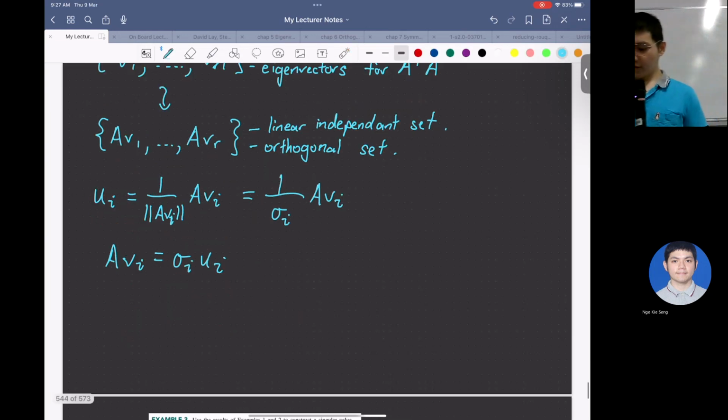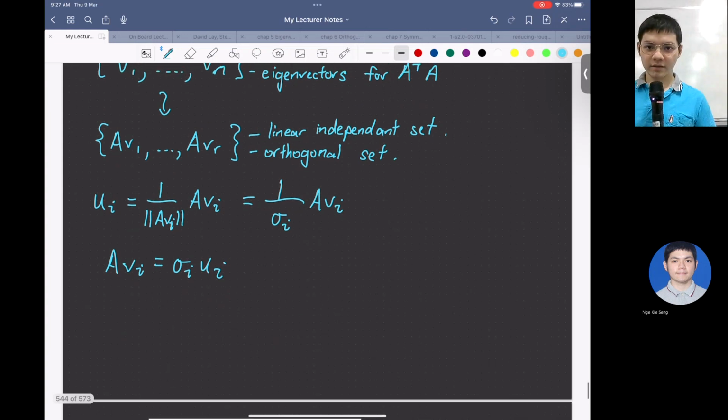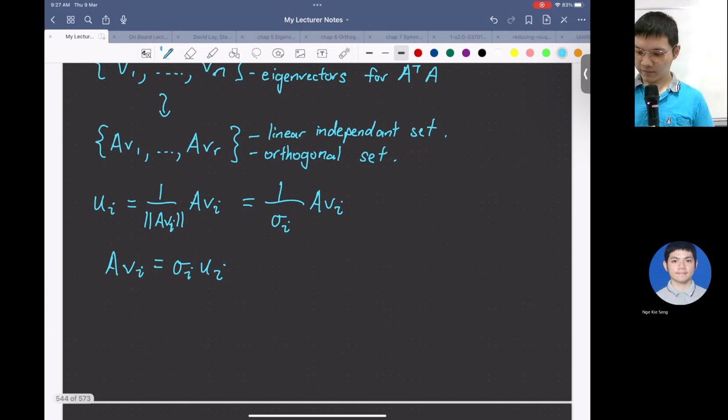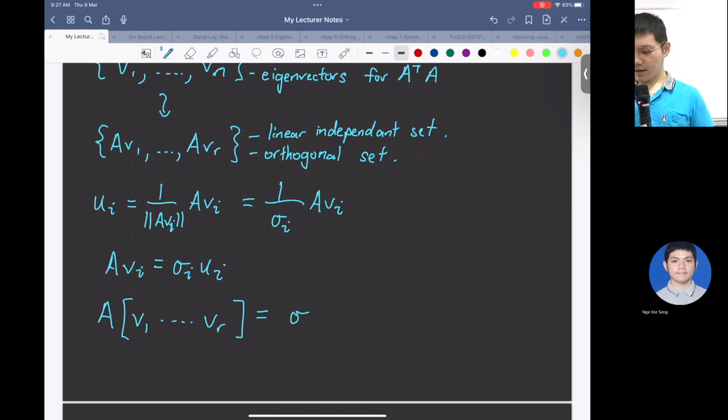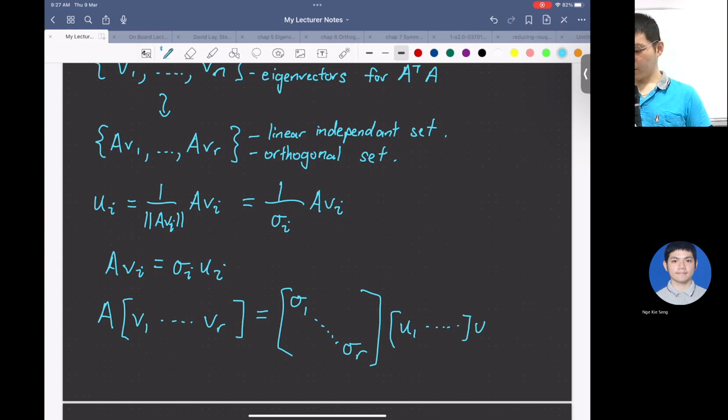So if we do r of them together, what do we get? A times V1 up to Vr equals sigma, sigma 1, sorry, sigma, times U1 up to Ur. Is that right? Yeah.